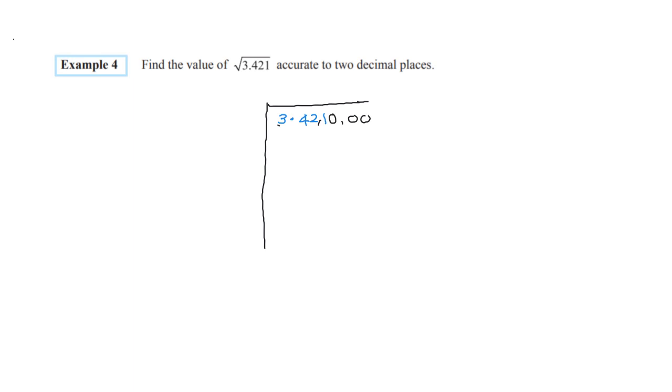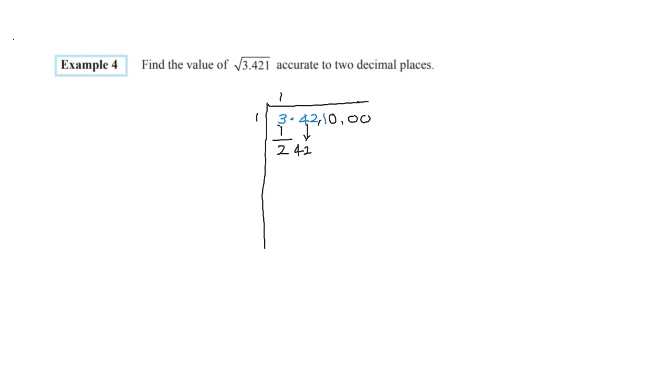Which is the closest square number less than 3? That is 1. You put 1 there and 1 on the top. Then 1 into 1 makes 1. You have remainder 2 here. Then you have to take another pair of numbers down, 42.